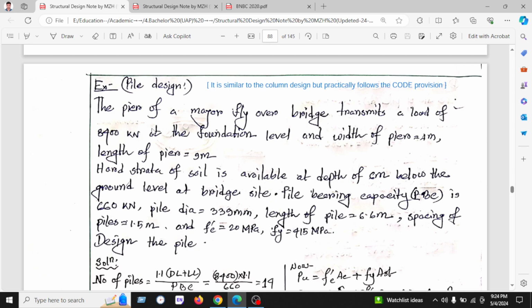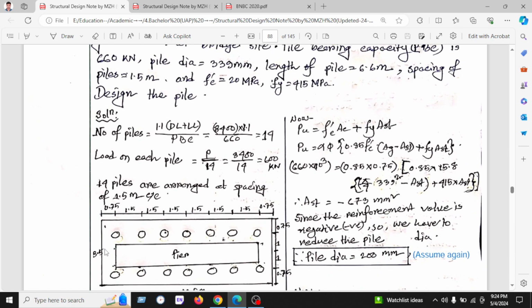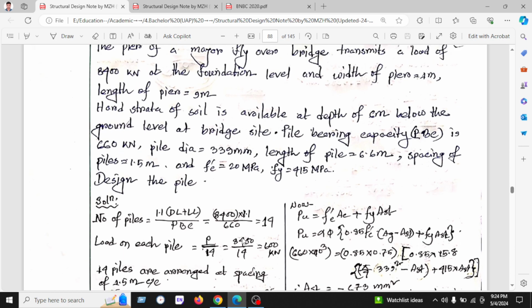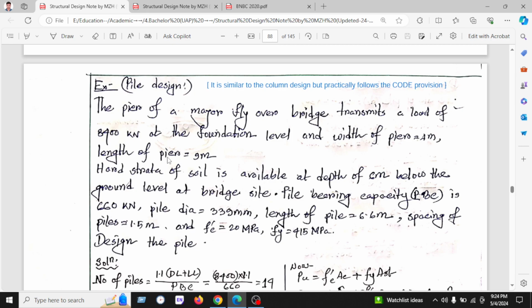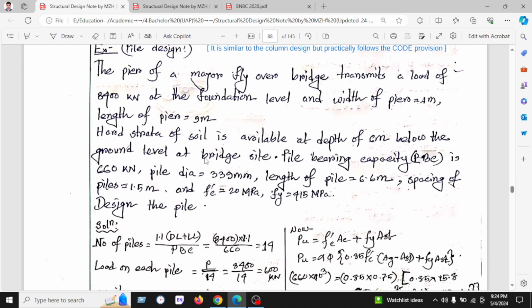Here is the question: the pier of a major flyover bridge transmits a load of 8,400 kilonewton at the foundation level, and the width of the pier is given as 1 meter. The length of the pier is 9 meter. Hard stratum soil is available at a depth of 6 meter below the ground level of the bridge site.